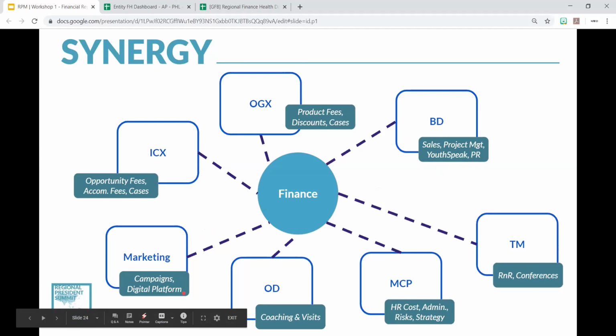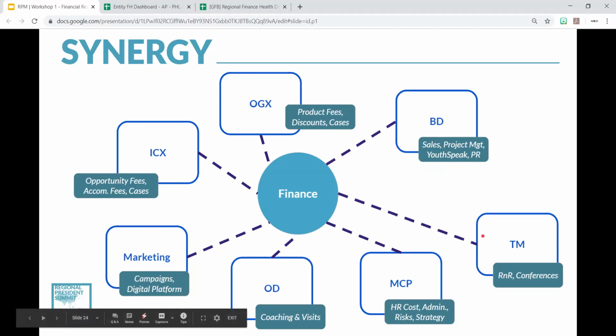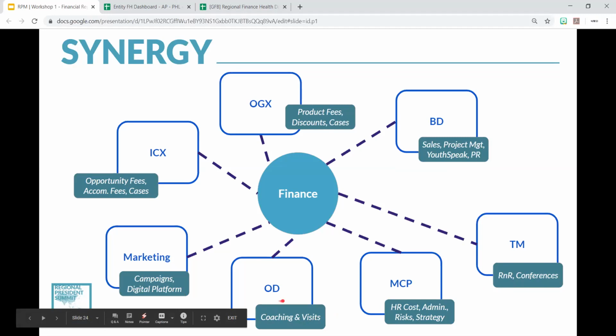If you have, let's say, websites or use social media, marketing would also be a discussion there because there's a tendency to do investment cost. TM will also be a discussion with finance as well, such as for R&R and conference, because you want to be able to improve the members' performance, but you don't want to invest too much on it that it would look like you're not developing more interest in the membership. OD is more on coaching and visits as well, and MCP discussions with HR, administration, risk, and strategy. So these are just examples of how the reports can be used in different synergy. And of course, there are multiple things out there as well, different functions in different areas, but this is just more on the general type.